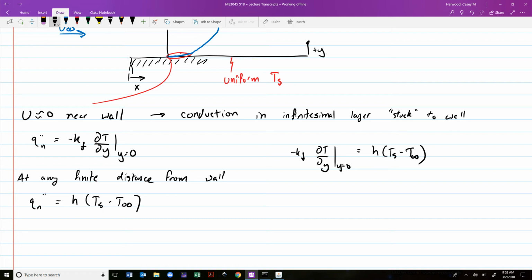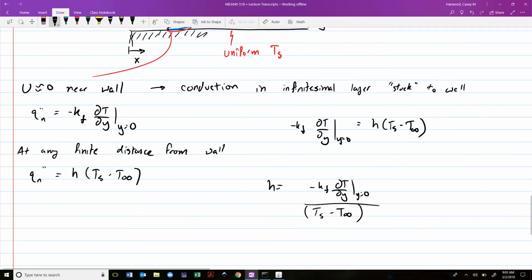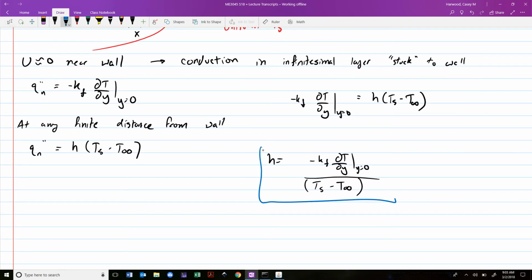The reason that this is important is because now if we solve for h, we end up with h equal to negative k sub f dT/dy at y equals 0 divided by Ts minus T infinity. And this unlocks some good physical intuition. We need to make sure we understand what this expression is telling us.